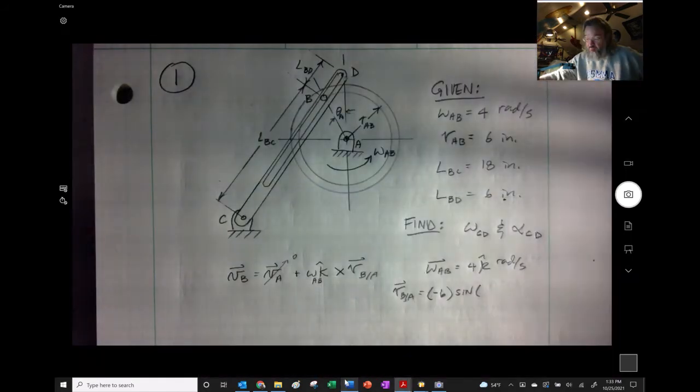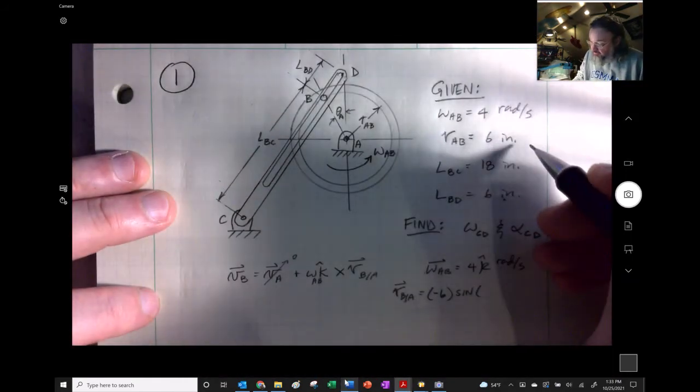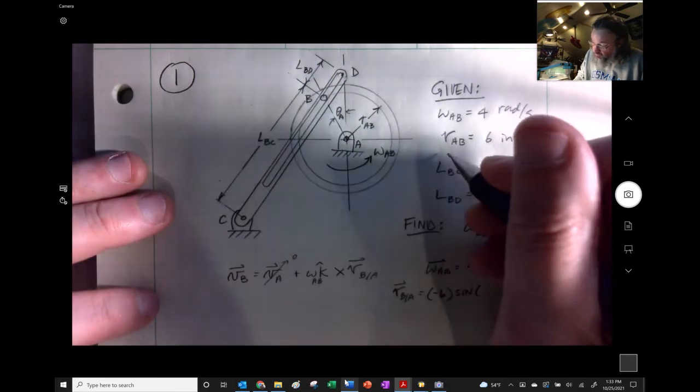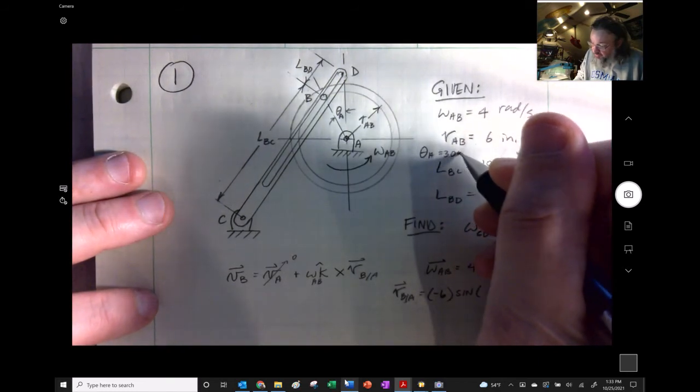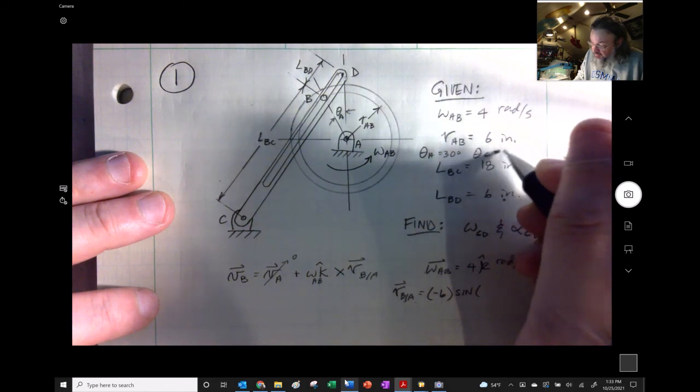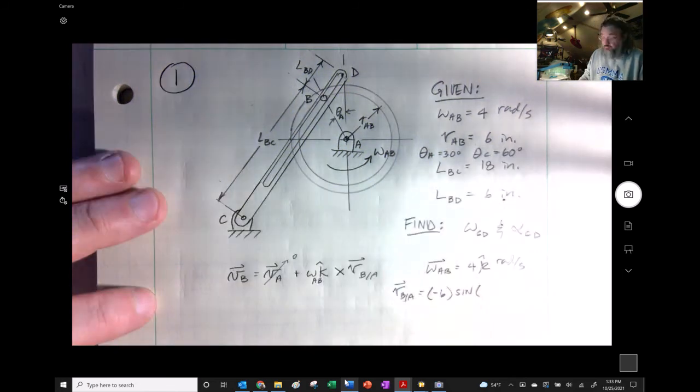So I didn't write that down in my givens. Darn. Theta A is 30 degrees, and theta C is 60 degrees. I should have written that down.